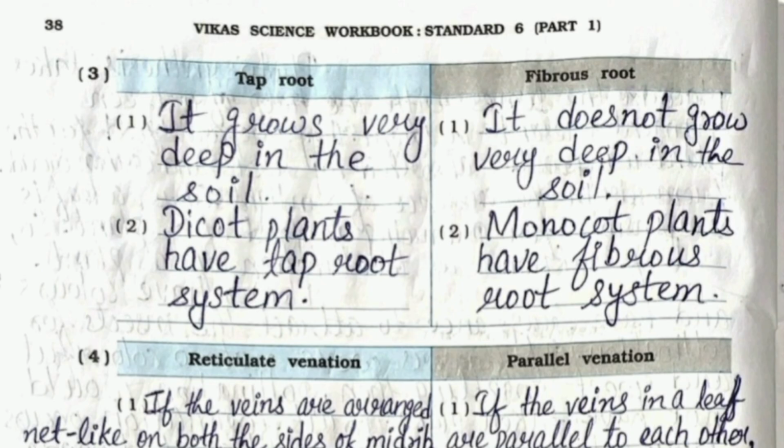The third difference is between taproot and fibrous root. Taproot grows very deep in the soil, whereas fibrous root does not grow very deep in the soil. Dicot plants have taproot system, whereas monocot plants have fibrous root system.